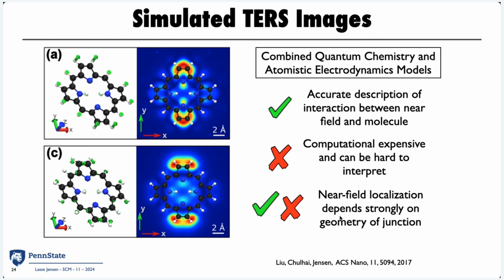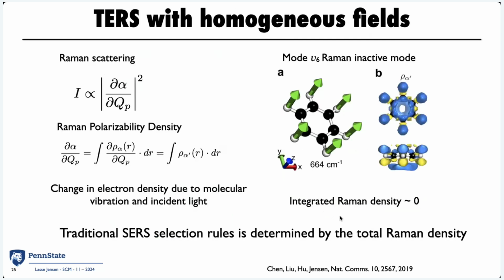And so what we've done instead is try to come up with a simpler model. I'm going to explain this using what we call the Raman polarizability density. You can think of the Raman polarizability density as the change in the electronic structure due to the vibration and due to the external field. Previously, this was the electron density that we perturbed or partitioned into the atoms and the bonds. Here we're just looking at the full spatial distribution of this.